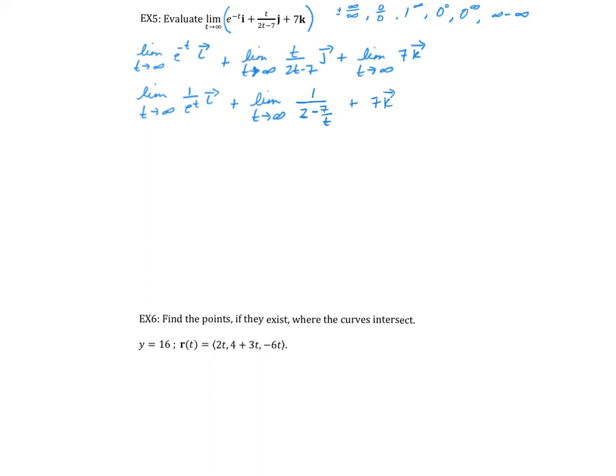All right, so this is going to be 0 i plus, as t goes to infinity, the 7 over t goes to 0, so this is just 1/2 j plus 7k. So I didn't have to keep the 0 on there. Or you could write it in vector form as a vector 0, 1/2, 7. All right.